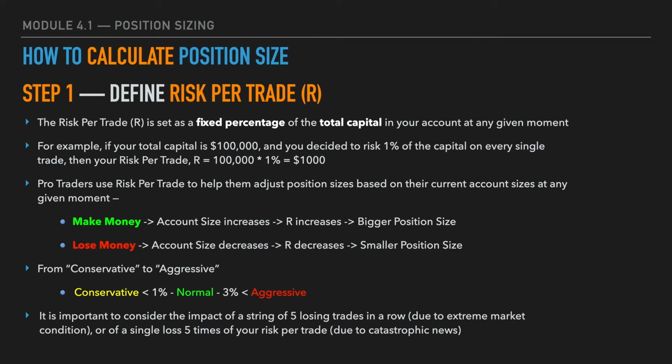Another scenario you should consider is, what if a huge gap down happens and you have a single loss that is 5 times more than your original risk per trade R multiple? How will that impact your trading account? Because this happens when there's some extreme news or events happening to a certain market.